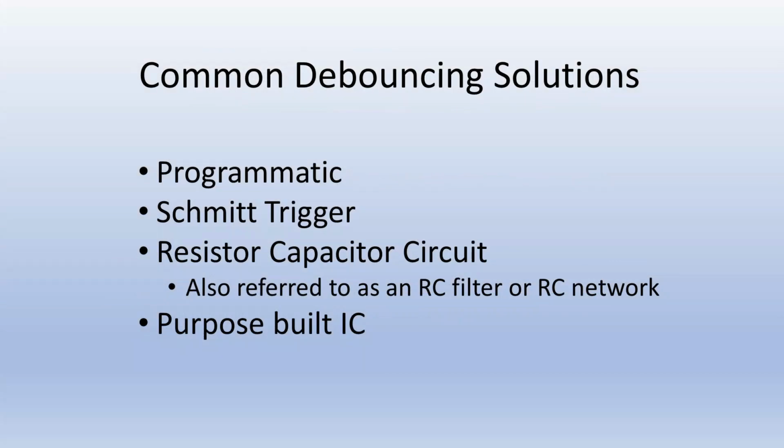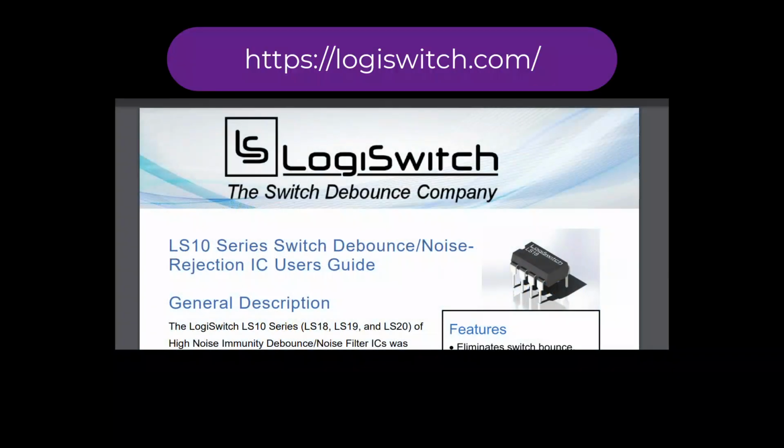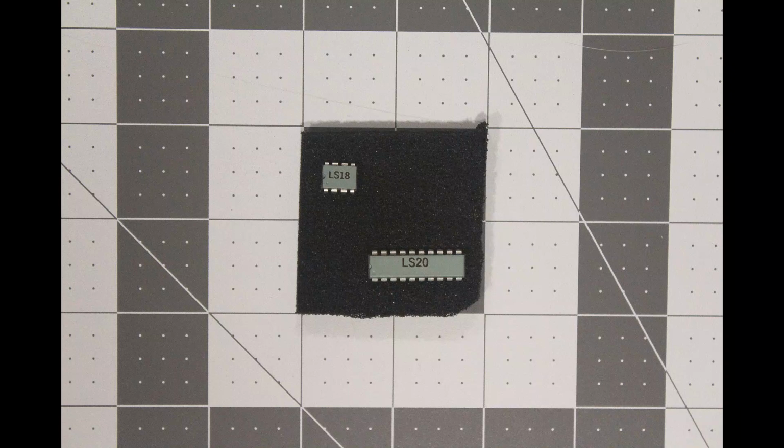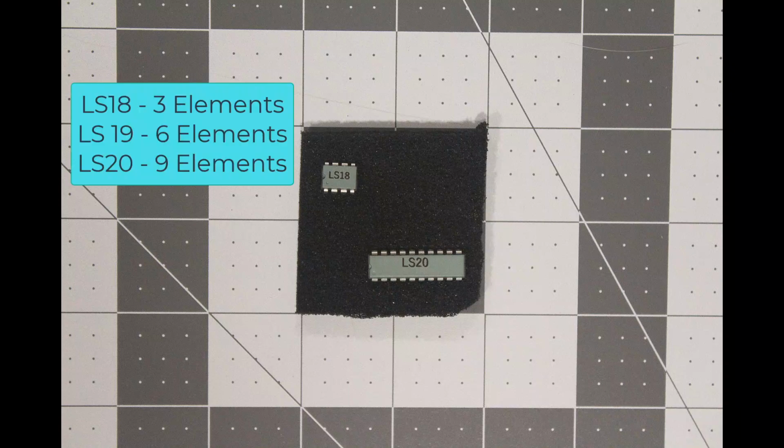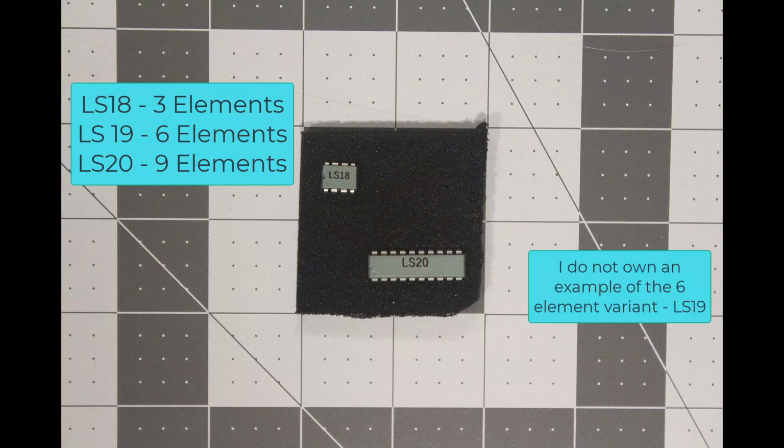However, for this video, I will be focused on discussing a general purpose built IC that I came across and have used in several of my projects: the LS10 series debounce IC from LogiSwitch. The LogiSwitch LS10 series consists of 3 options: a 3, 6, and 9 element IC.